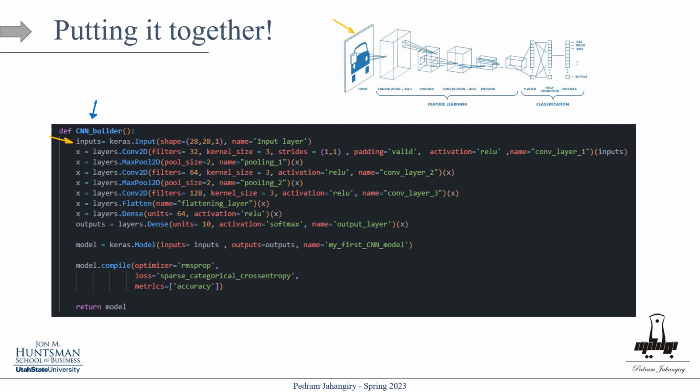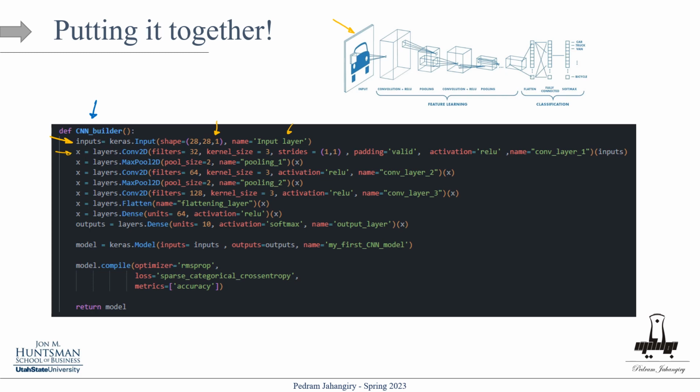So for the input layer, imagine this is 28 by 28. And imagine, for the sake of argument, this is a grayscale image. So there's only one channel, right? So 28 by 28 by 1. I can go ahead and call it input layer, right? In the next one, I'm going to stack my first convolutional layer.